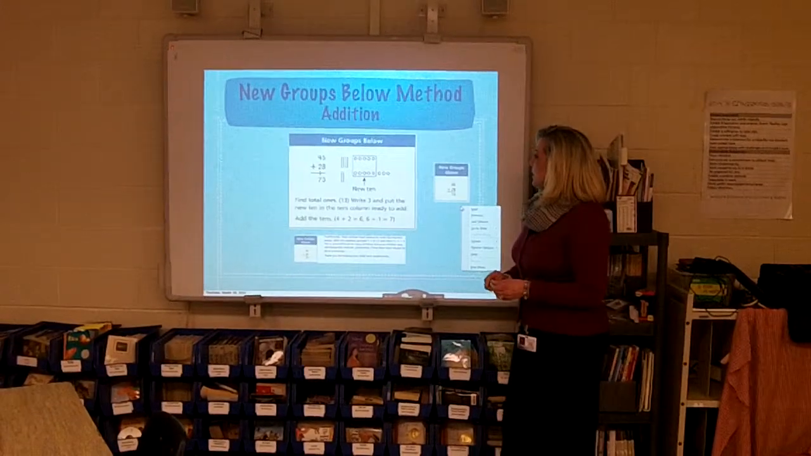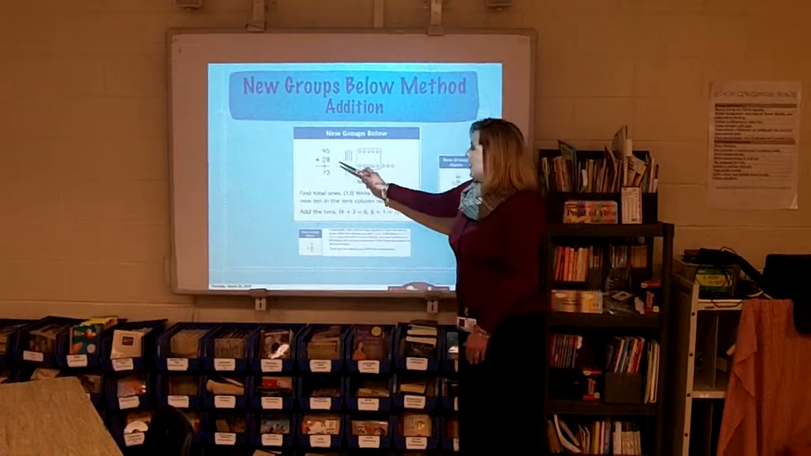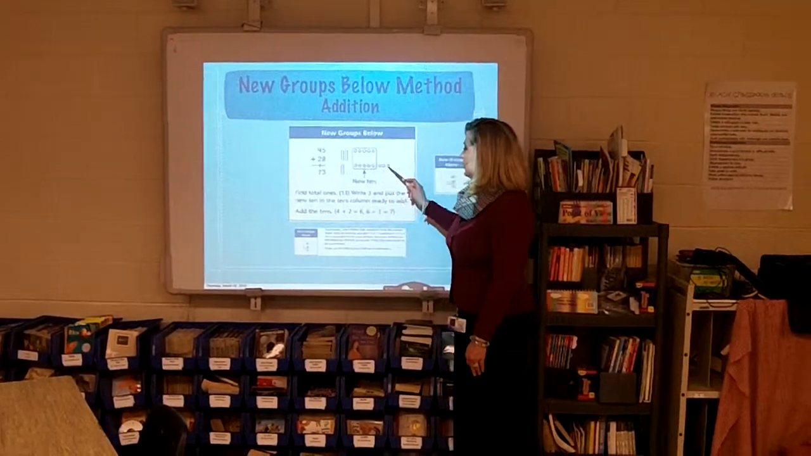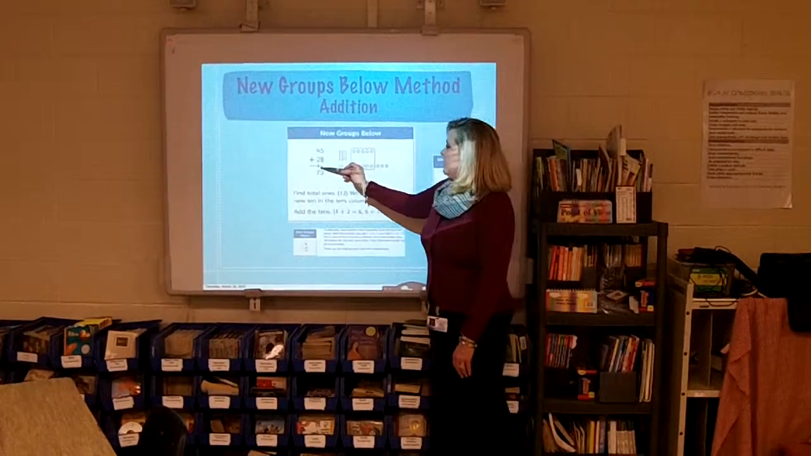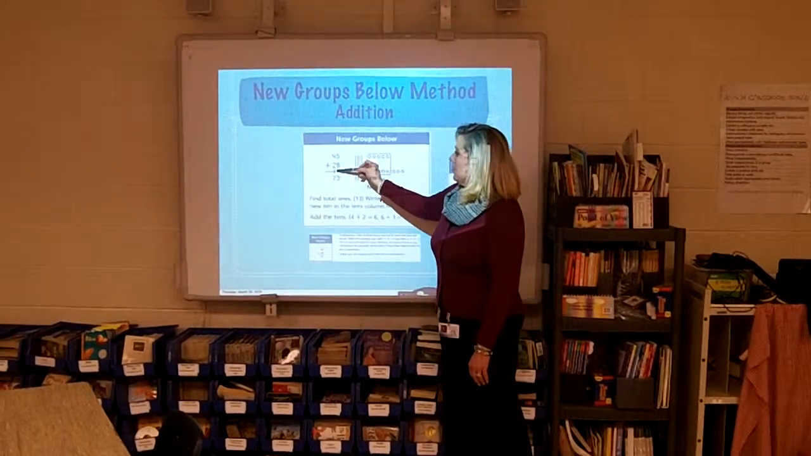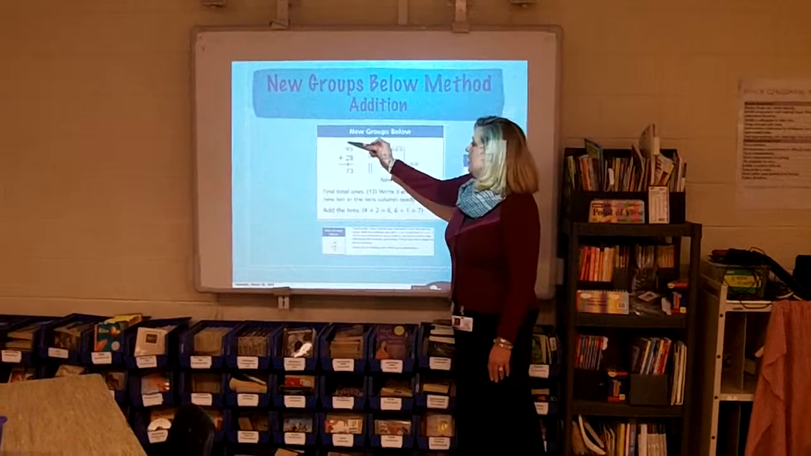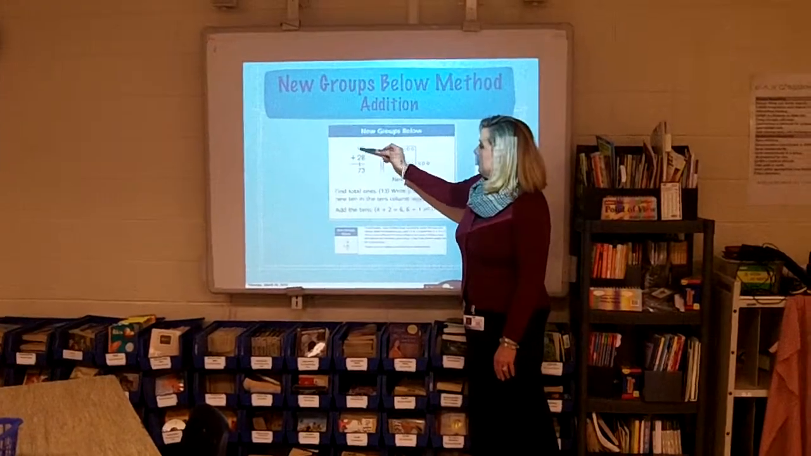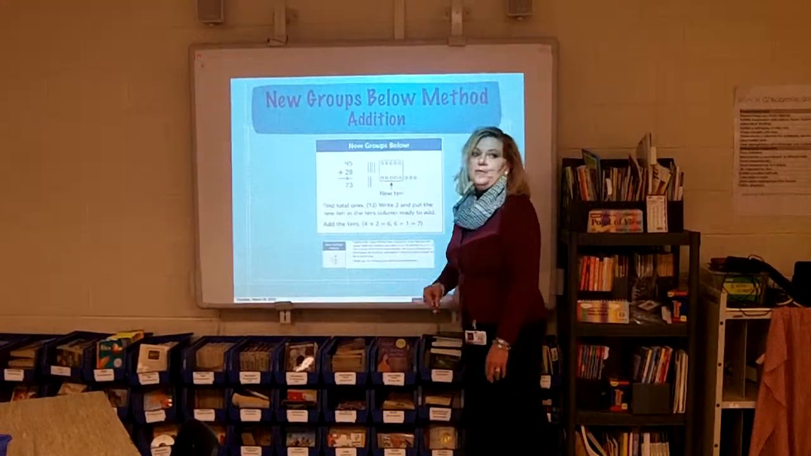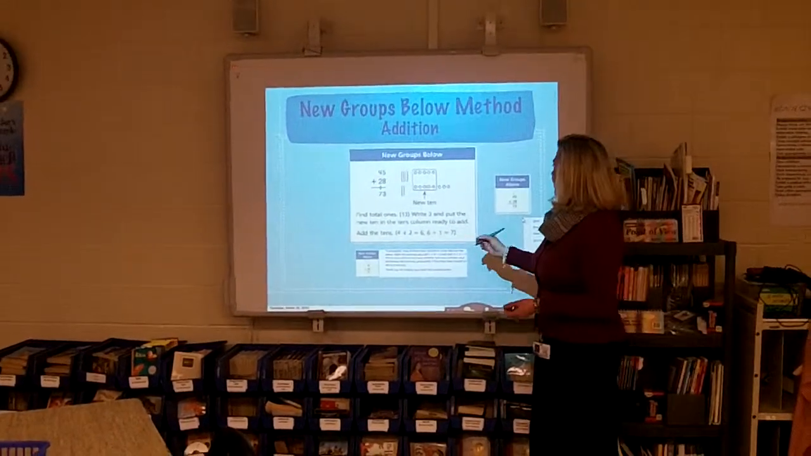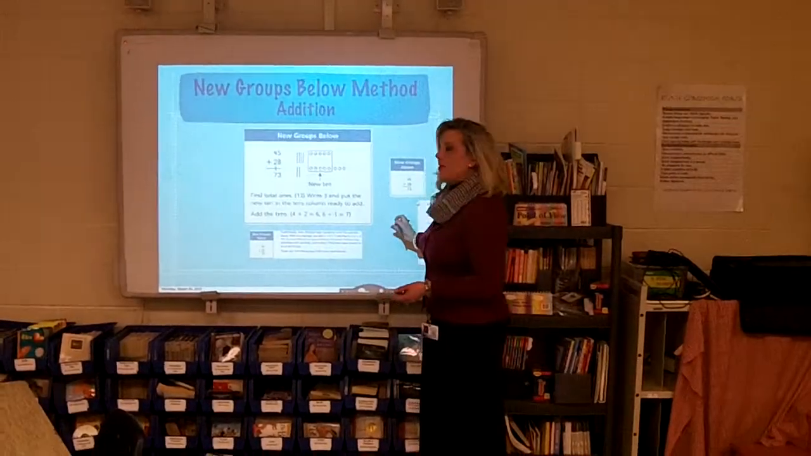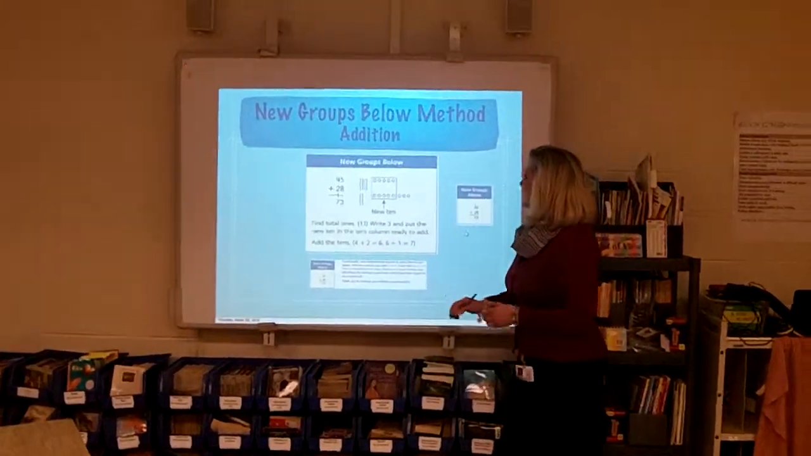The new groups below method is where the students just find the total ones. 5 and 8 is 13. They write down their 3, and they put their new 10, the number that they're regrouping, or carrying as we called it. In this case, we put it down below, or we could put it above, and we just add our tens place. 4 plus 2 is 6, and 1 more makes 7. Probably the way that we all learned to add, regroup.